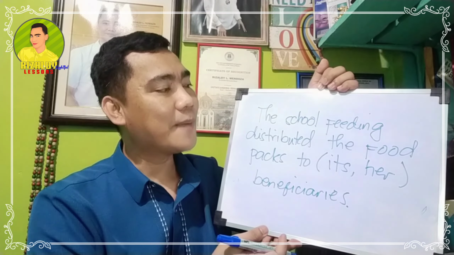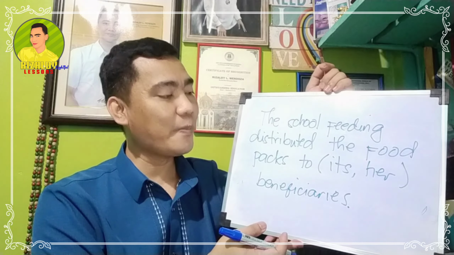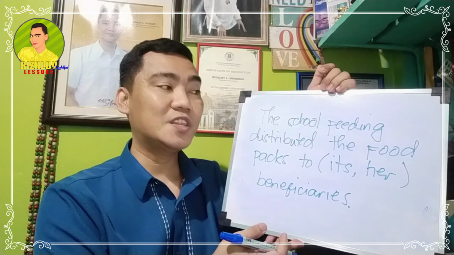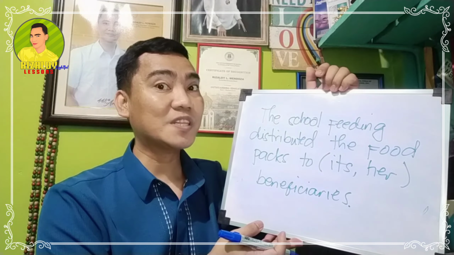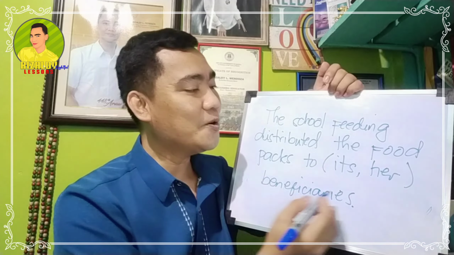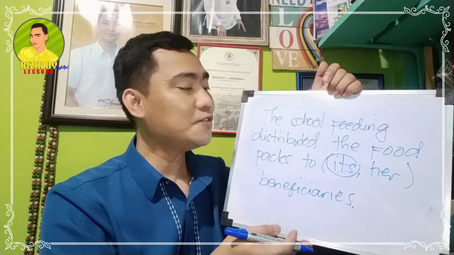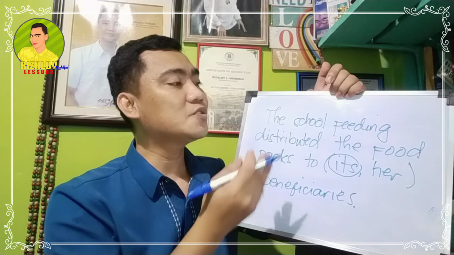Very good. Okay, what about this example? The school feeding program distributed the food bags to her beneficiaries. So what do you think is the correct answer here? Remember what I have told you, some of the tips in answering this activity. So what do you think? Alright, so we have the same answer. It's because we are referring to the school feeding program. So the school feeding program distributed the food bags to its beneficiaries.